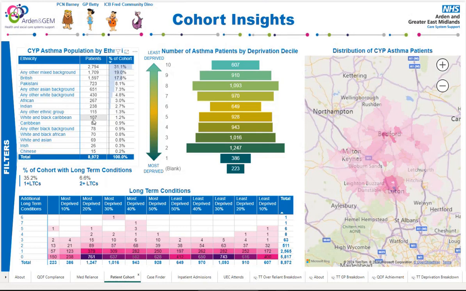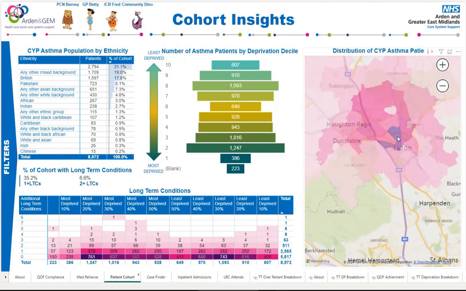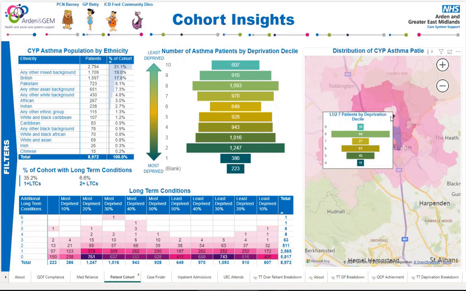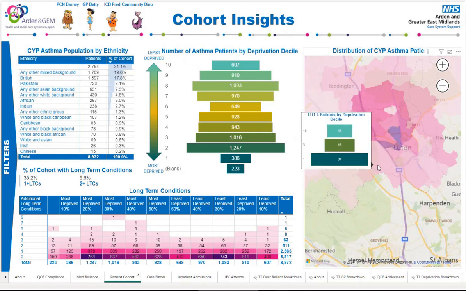So the asthma cohort here is broken down by the ethnicity. It's also broken down by the deprivation decile. And we can also see the patients on a map. So this is color coded. Sorry, it's a bit laggy at the moment. So the purple areas are the ones with the highest prevalence or highest reliance on reliever medication. So we can hover over any segment and see the deprivation breakdown and the number of patients within it.